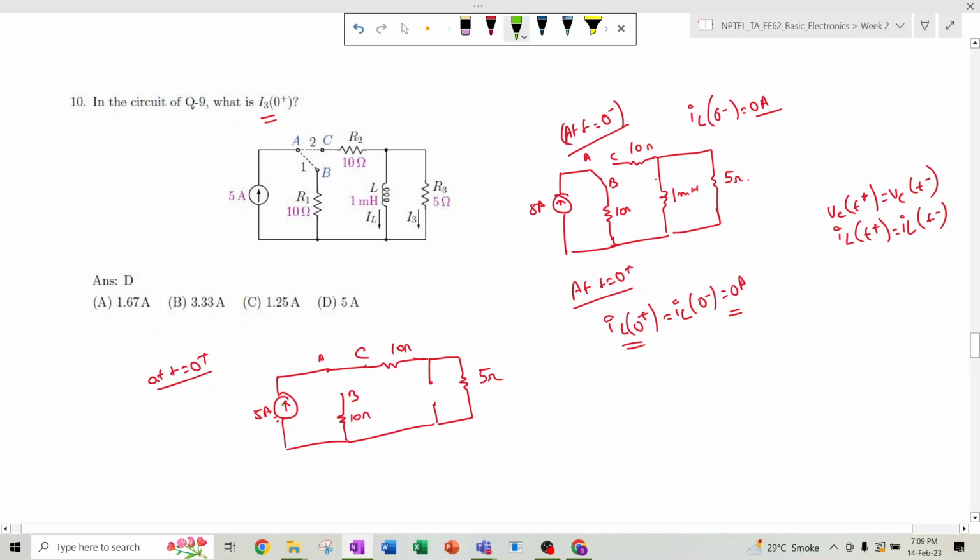Now this 5 ampere entire current will flow through this 10 ohm and this 15 ohm resistance, because there is an open circuit, so no current will flow through this, and this is open also, no current will flow from this side. So the current I3 which is flowing from this side, I3 at 0 plus, is equal to 5 ampere. The entire 5 ampere is flowing this way. So I3 is nothing but 5 ampere. So this 5 ampere is the right answer.